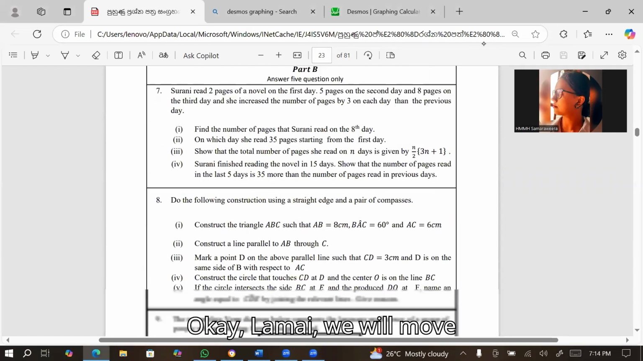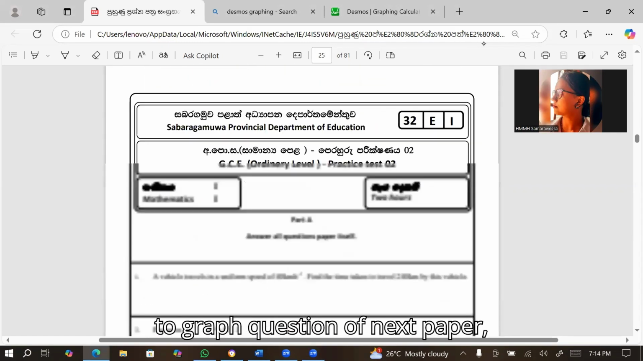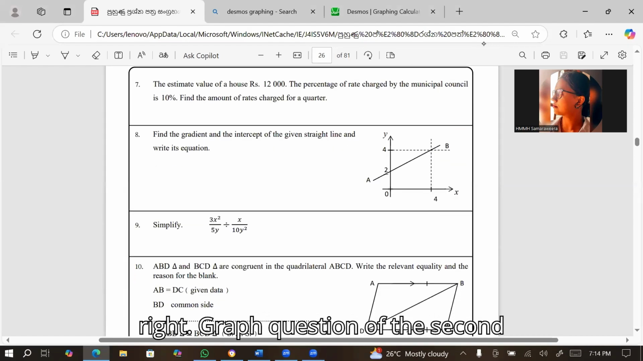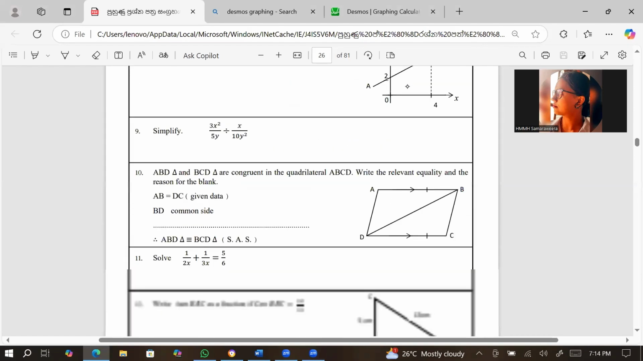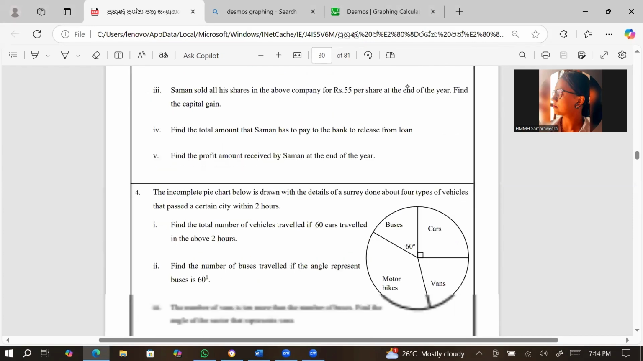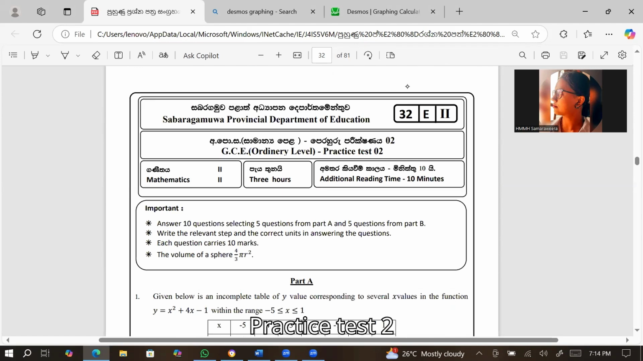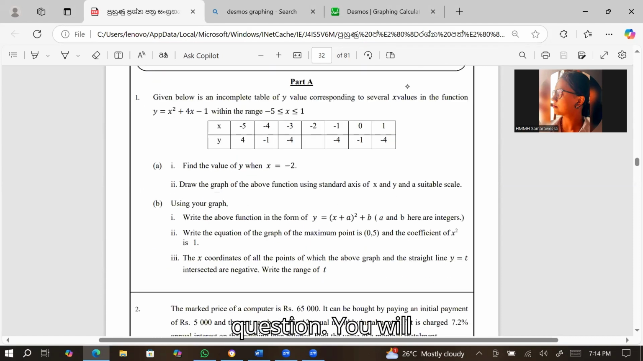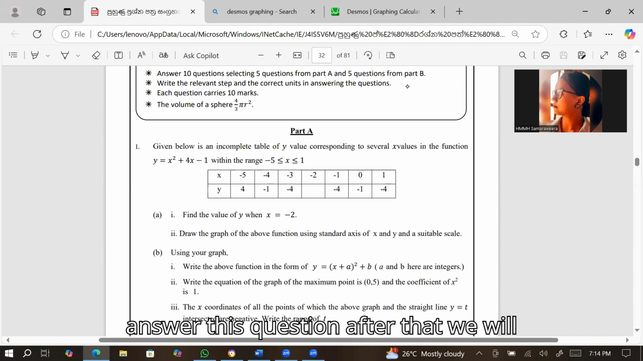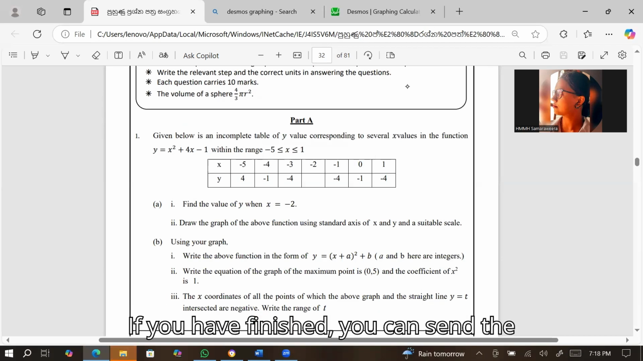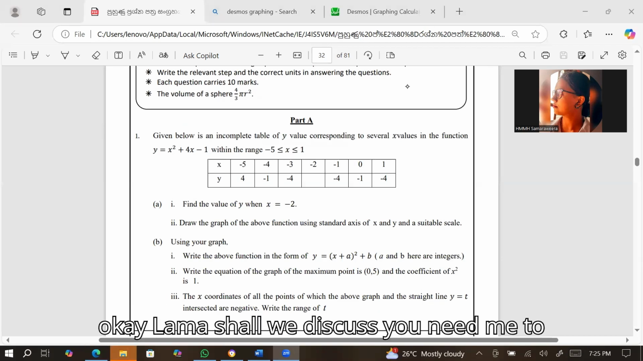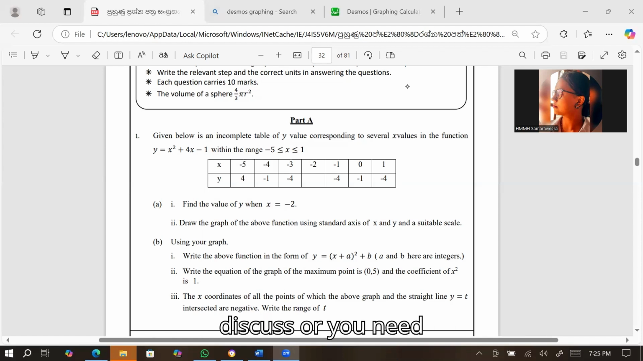Okay, we will move to the graph question of the next paper, right? Graph question of the second paper. Practice test 2, GCE Ordinary Level. Okay, first question. You will answer this question, after that we will discuss. If you have finished, you can send the answer. Shall we discuss? Do you need me to discuss or do you need more time to try?